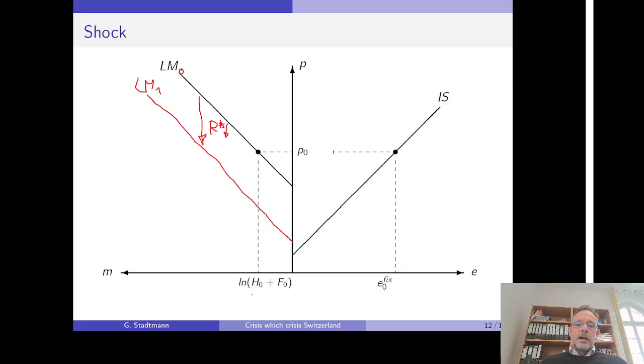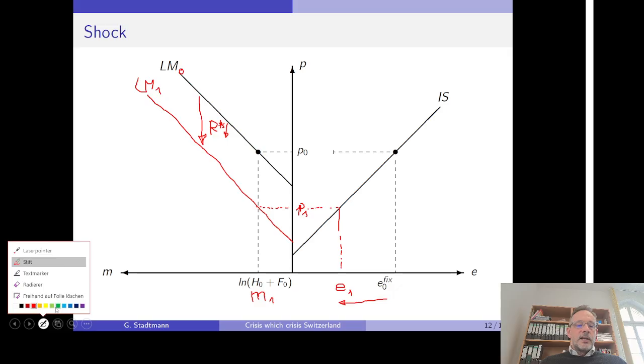Then we have to think about how the shock would be digested in a floating exchange rate regime. In a floating exchange rate regime, money supply would be the same. The goods prices within Switzerland would decrease. And the exchange rate would decrease. So we would observe an appreciation of the Swiss franc in case that there is a floating exchange rate system in place. But here it is the case that the exchange rate is fixed.